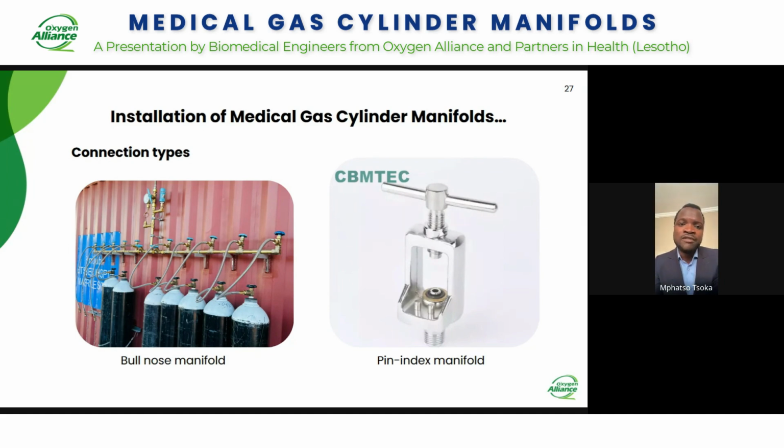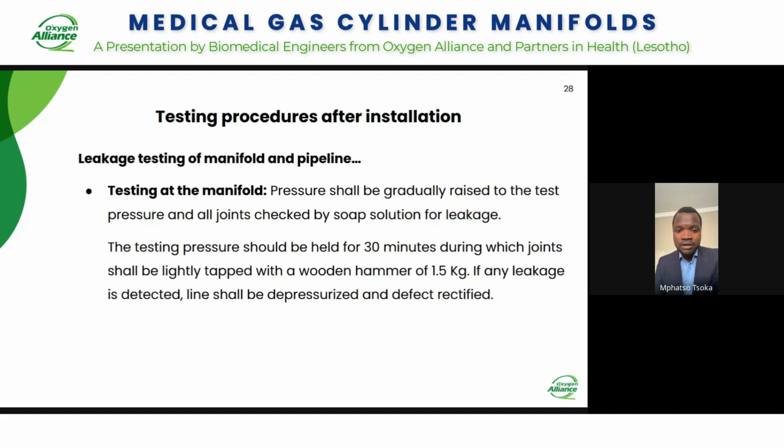It's always recommended to have at least both types on the manifold, whether it's a backup or a cylinder feeding manifold. That will give you an allowance to feed both types of cylinders, or even to put both types of cylinders on the manifold for supply to the hospital. I see Vidumbi Konsoe has posted a question. Maybe someone will help us read that. And then the next slide is talking about the testing procedures after installation.